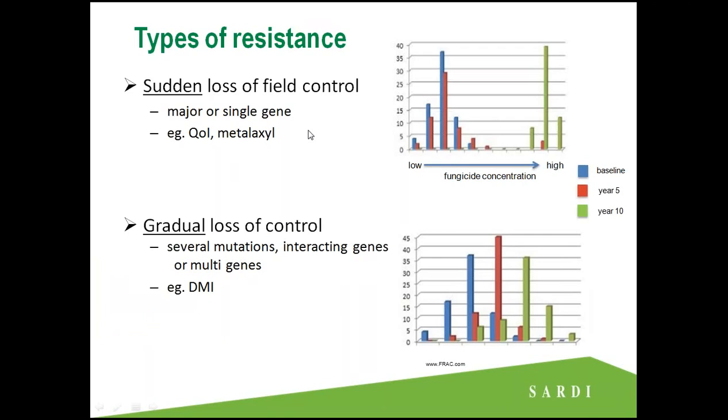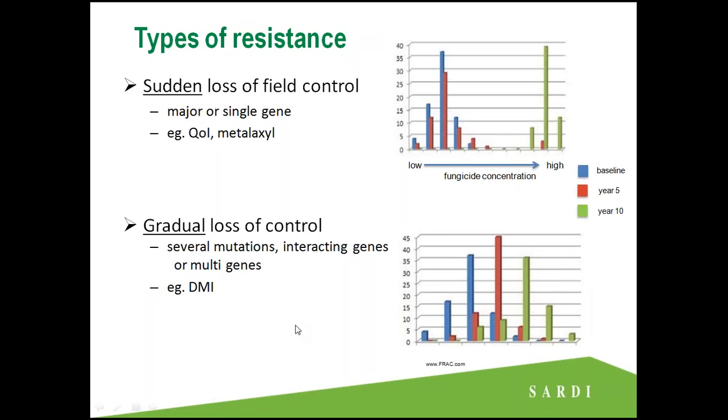And this sudden loss of field control happens with fungicides that are single site actives, and where the resistance is controlled by a major or single gene in that fungus. Not many genes, but single genes. And examples of this are the QOIs and metalaxyl.